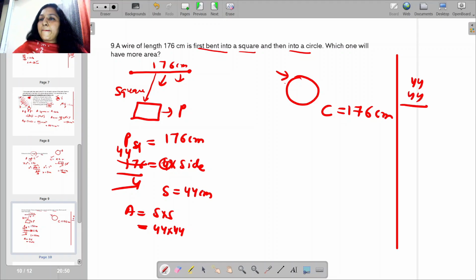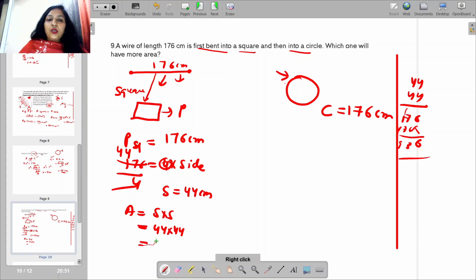44, it is 176. Again, 176 will be repeated. 6, 3, 1, 9, it is 1936. The product of these two numbers is 1936 along with the unit centimeter square.